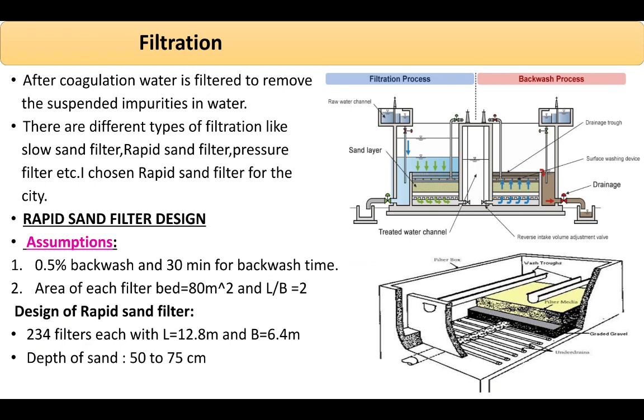So now comes the filtration part. After coagulation, water is filtered to remove the suspended impurities in water. There are different types of filtration, like slow sand filter, rapid sand filter, and pressure filter, but I chose the rapid sand filter for the city. For the rapid sand filtration design, I assume 0.5% backwash and 30 minutes of backwash time. The area of each filter bed would be 80 meter square, and the length by breadth will be 2. So for designing the rapid sand filter, I require 234 filters, each having length 12.8 meters and breadth 6.4 meters. I am also assuming the depth of sand will be in the range of 50 to 75 centimeters.